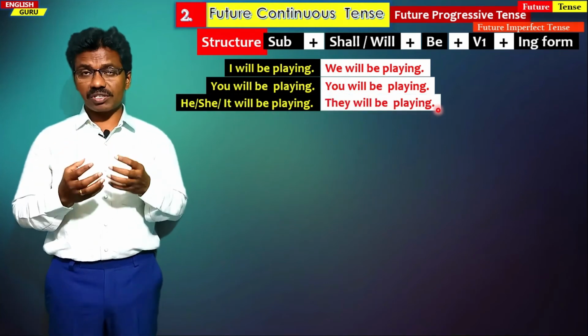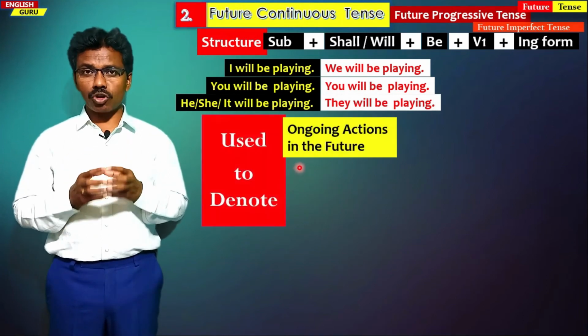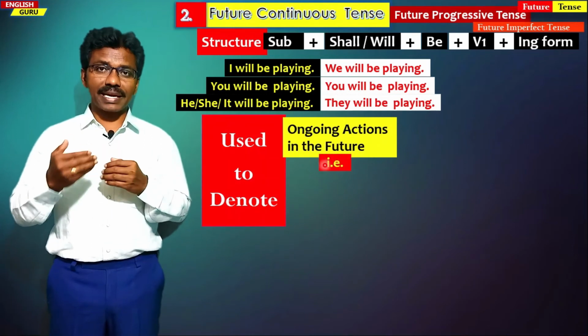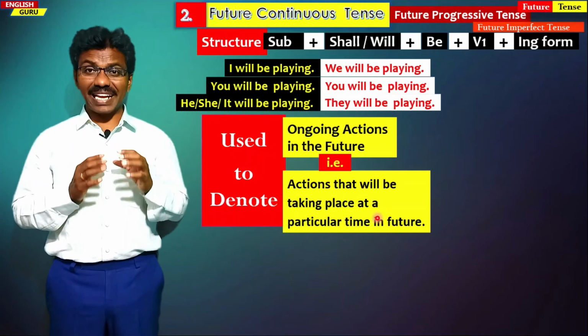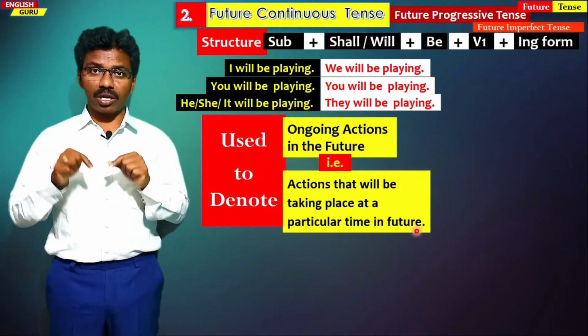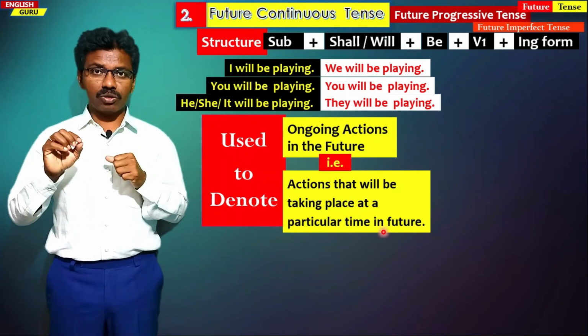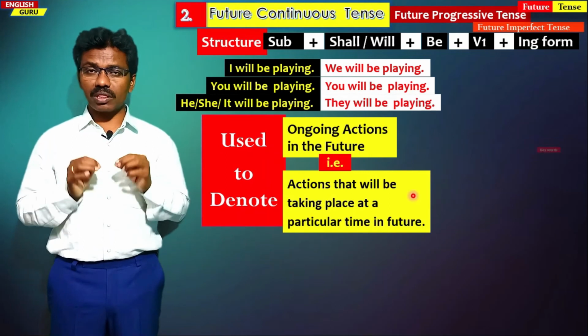These are all the basic structures in this tense, and this particular tense is used to talk about ongoing actions in the future, which means actions that will be taking place at a particular time in the future, not now, not in the past, at a particular time in the future. And there are certain keywords that are used in this particular tense.